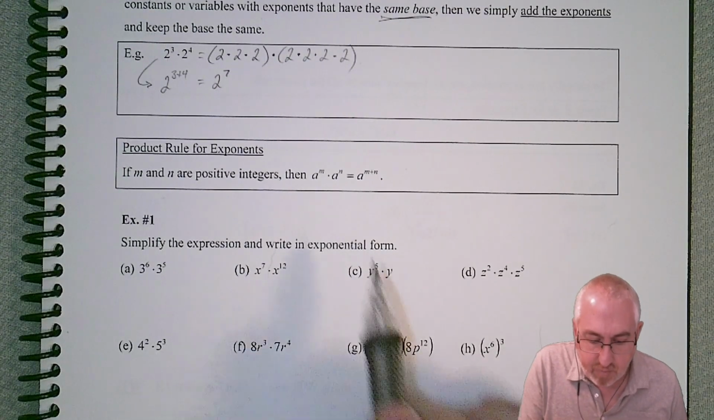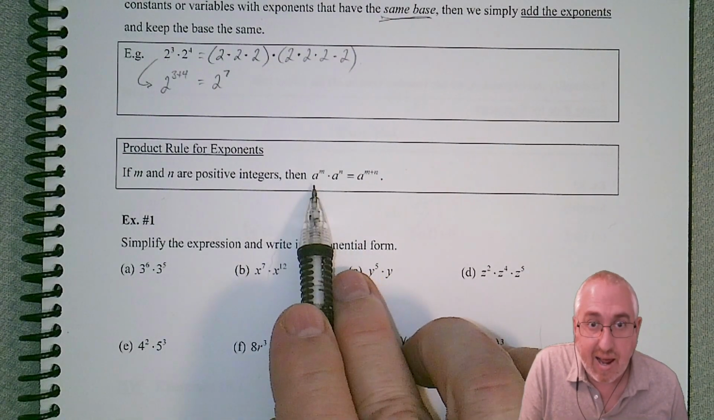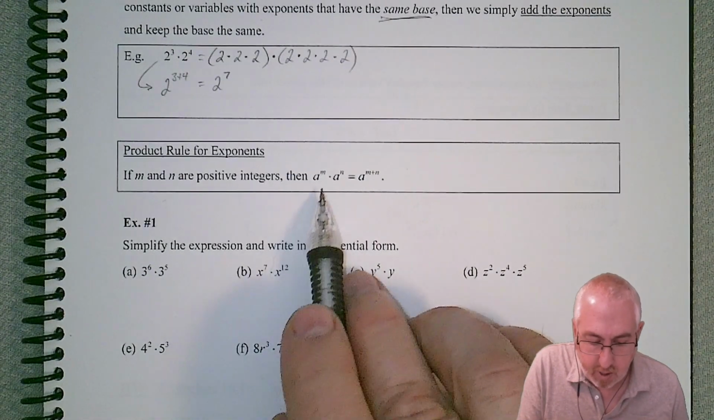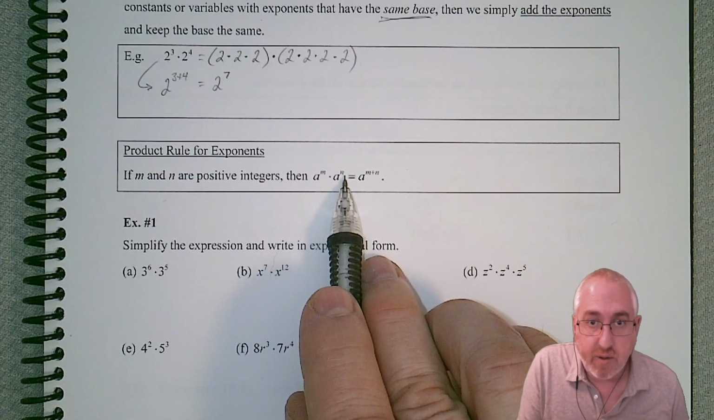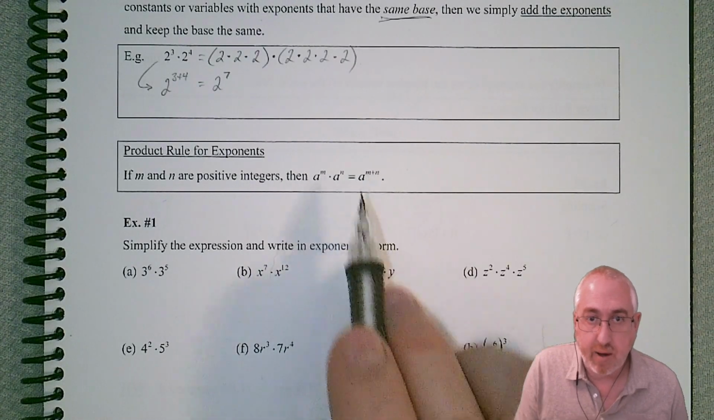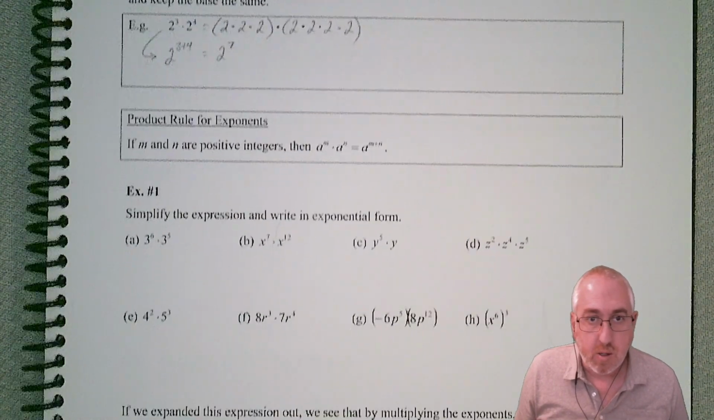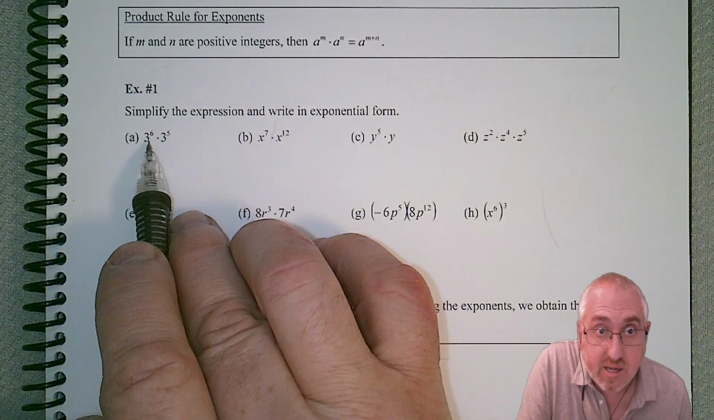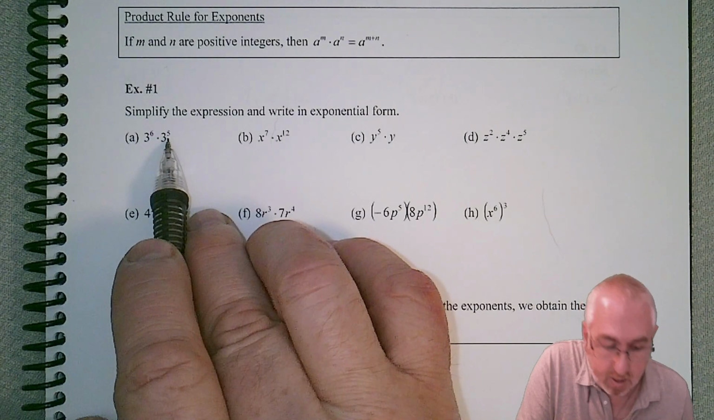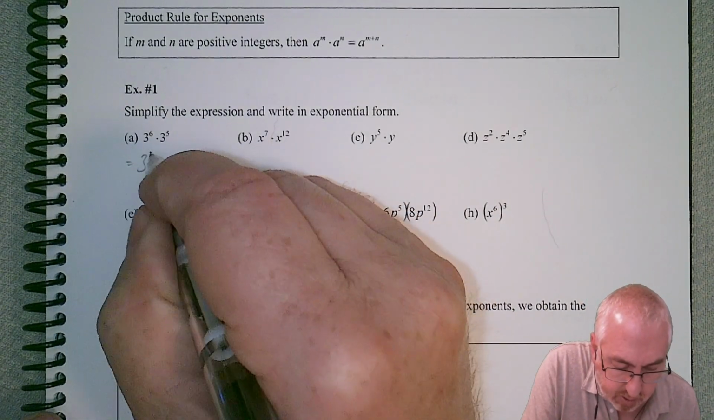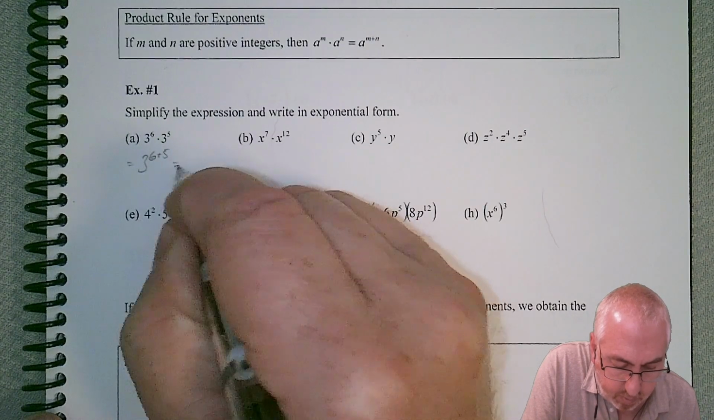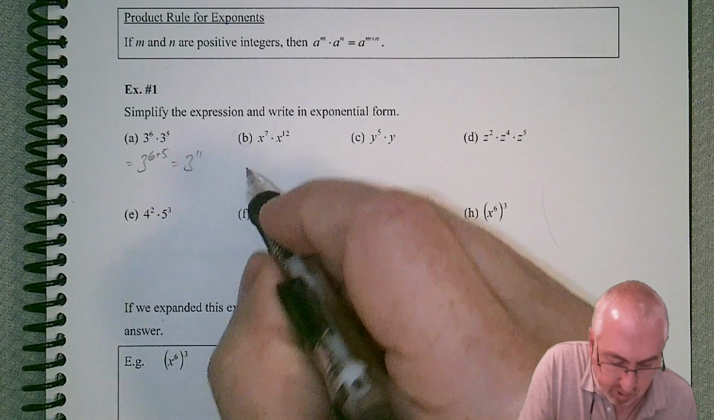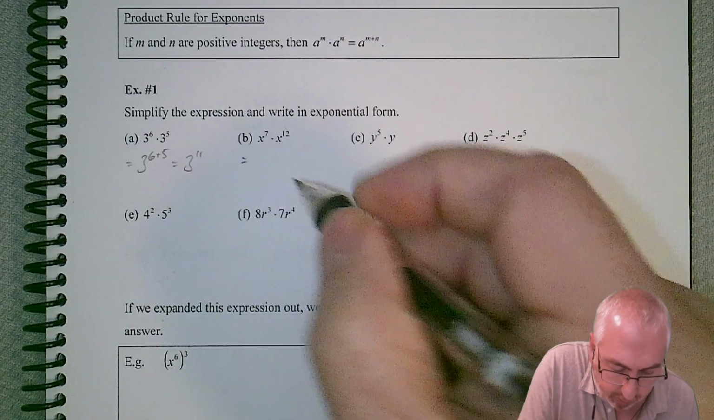So anytime we have two things with the same base, so we can see that A is our base for this rule, and we have M for one exponent, N for the other, we can just add those two exponents together. Pretty quick. So let's just do a few problems to make sure we have it down. So if we have 3 to the 6th times 3 to the 5th, so we know that this is going to be 3 to the 6th plus 5, which would be 3 to the 11th. And we can just rock these out pretty quick.